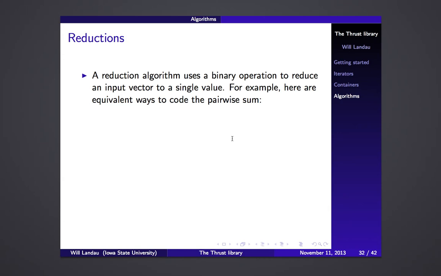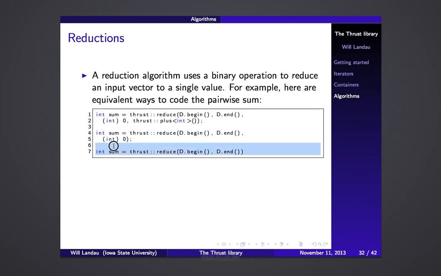And the pairwise sum is the canonical example. There are many ways to write it. The simplest way is this one. So int sum is my output, and my function is thrust reduce, and I apply thrust reduce on dvec begin to dvec end, and it takes all the elements from dvec begin to dvec end and sums them up in parallel. And it does that pairwise sum for you.